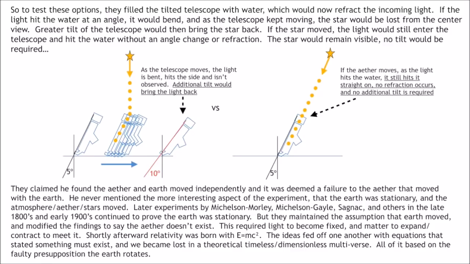And shortly afterward, relativity was born after a Lorentz contraction, with an E equals mc squared equation that everyone is so fond of. These ideas then fed off one another, with equations that stated something must exist, and therefore it did exist shortly thereafter, and we became lost in a theoretical, timeless, dimensionless multiverse. All of it based on the faulty assumption and presupposition that the Earth rotates.